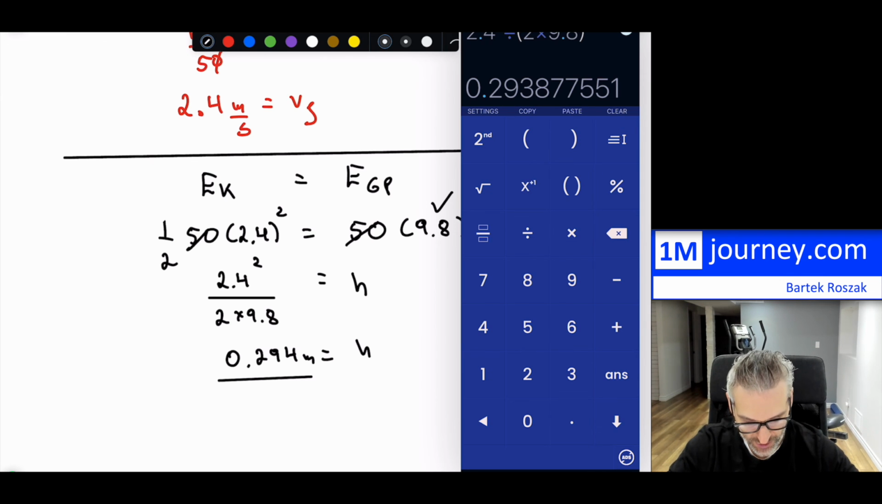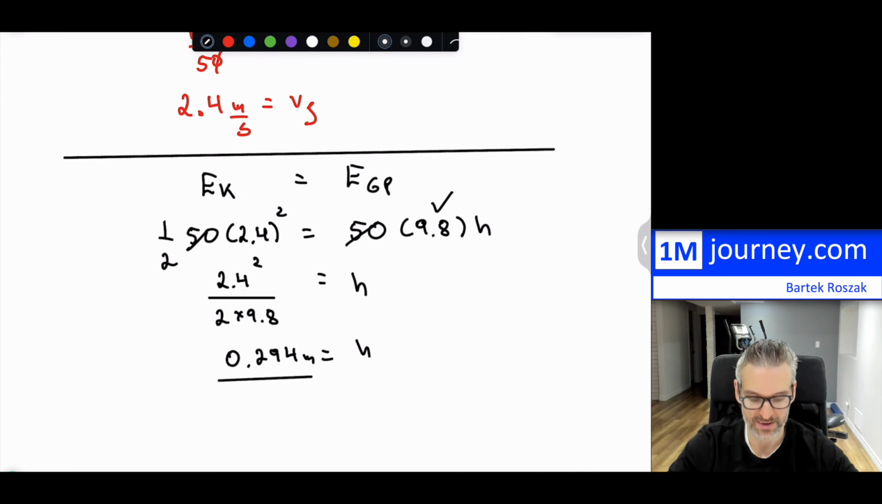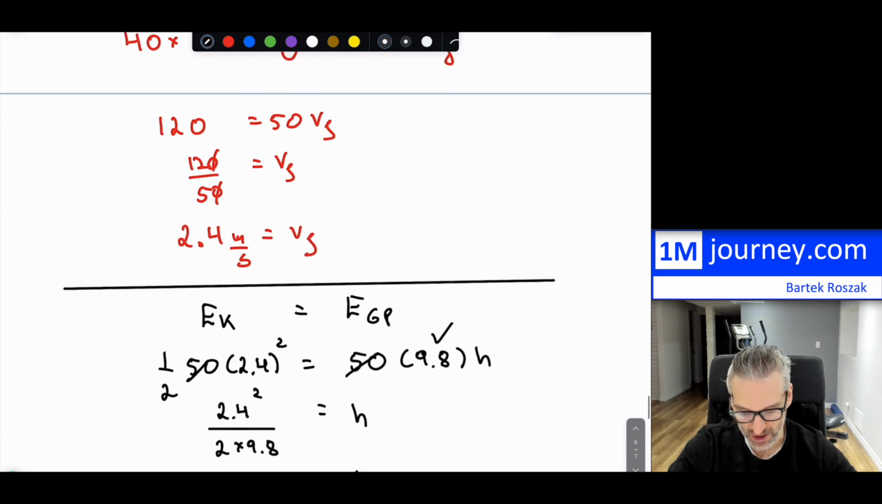Now you can round it to whatever significant figures you want. We pretty much just had 1, so we can certainly round it to 0.3. But my goal was to try to explain to you how this concept works.